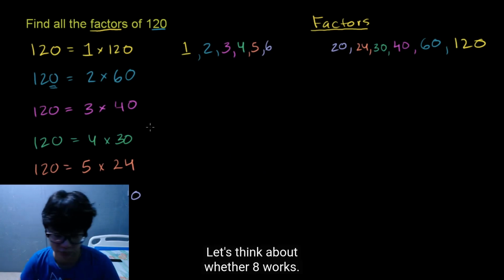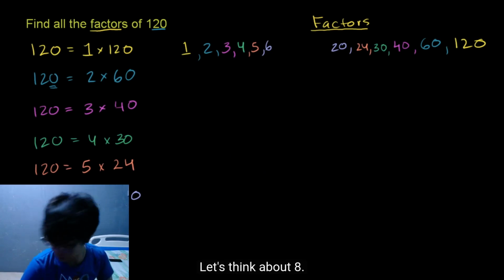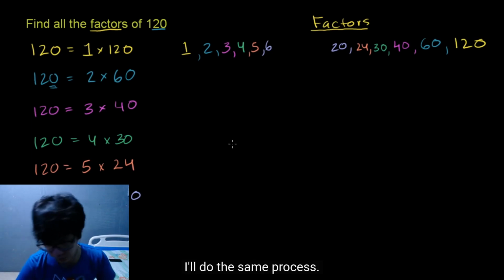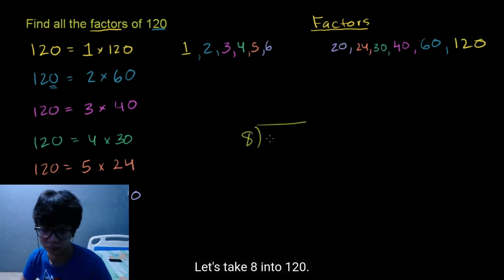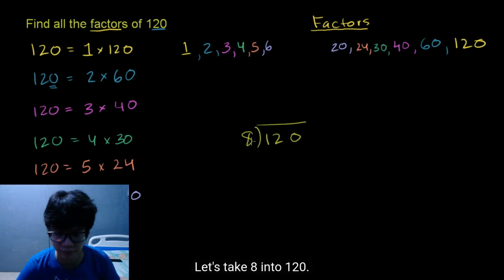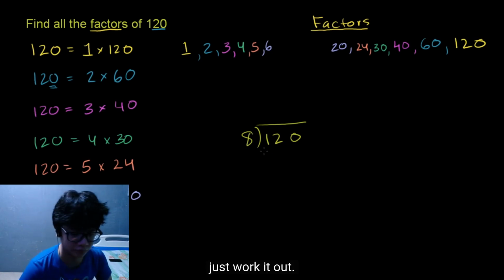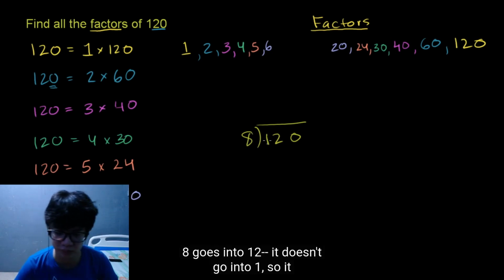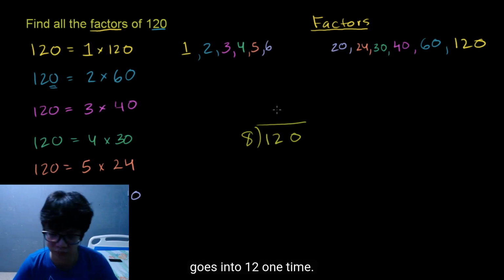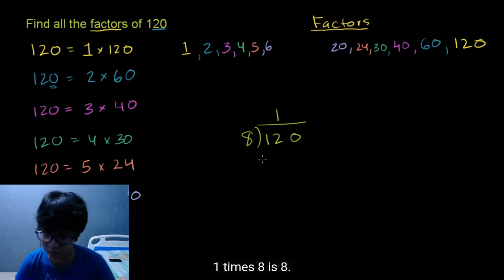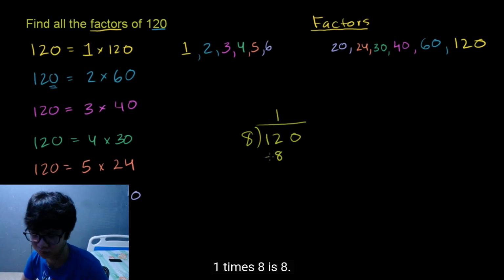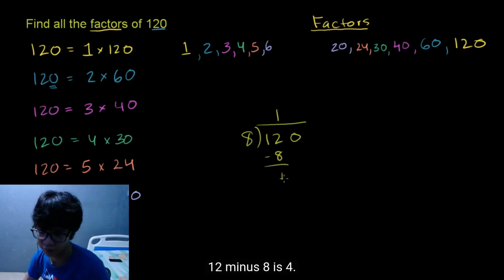Let's think about whether 8 works. I'll do the same process. Let's take 8 into 120. Let's just work it out. 8 goes into 12. It doesn't go into 1, so it goes into 12 one time. 1 times 8 is 8. Subtract there. 12 minus 8 is 4.